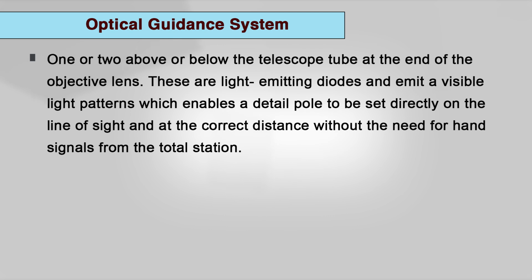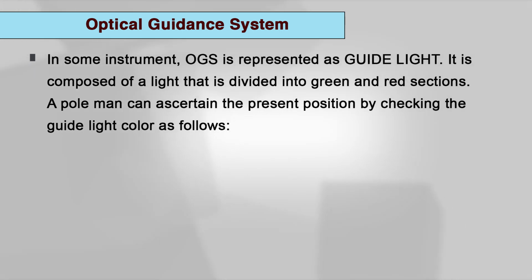One or two are placed above or below the telescope tube at the end of the objective lens. These are light emitting diodes and emit a visible light pattern which enables the detail pole to be set directly on the line of sight at the correct distance without the need for hand signals from the total station. In some instruments, the OGS, that is the optical guidance system, is represented as a guide light.